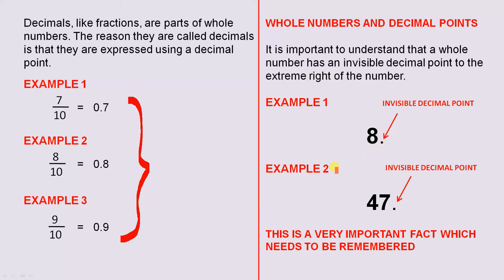For example 2, a number like 47, say you have $47, the decimal point is there. It's invisible, but you don't have to write it. So this is a very important fact which needs to be remembered. So as I mentioned in the last video, you have to remember that any time you have a whole number, there is an invisible decimal point to the extreme right of that whole number.